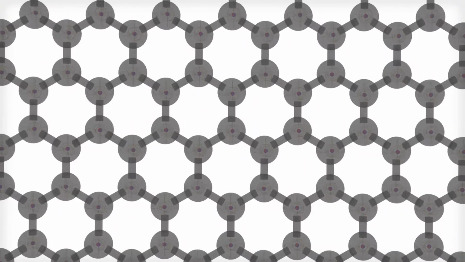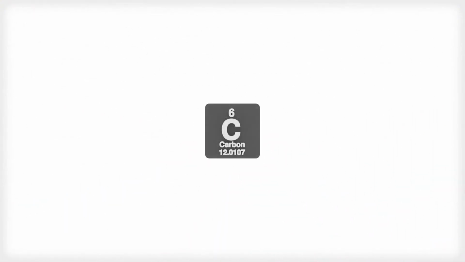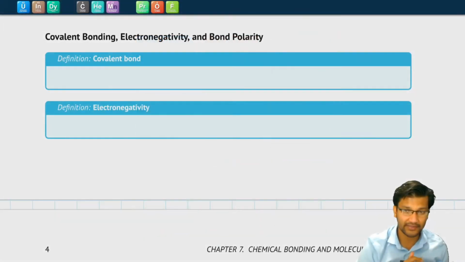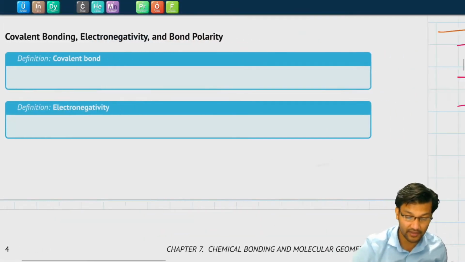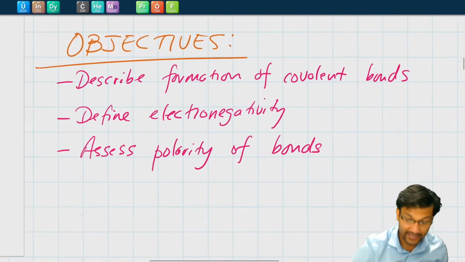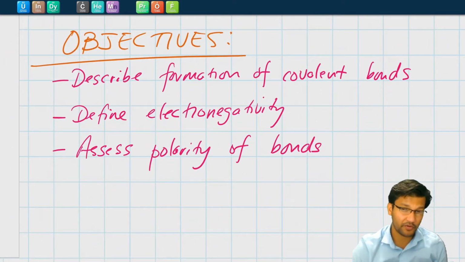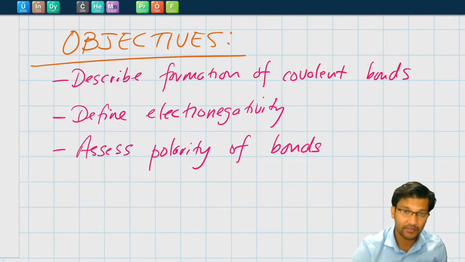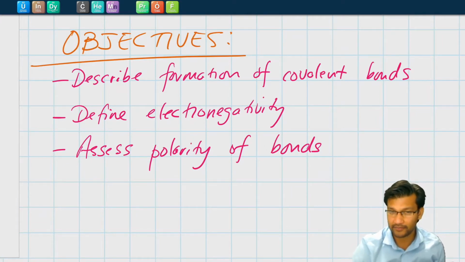Hello students, this is Professor Chalai, and in this video we're going to look at covalent bonding, electronegativity, and bond polarity. As always, you can follow along with the Chapter 7 workbook. By the end of this video, you should be able to describe the formation of covalent bonds, define electronegativity, and assess the polarity of various bonds.